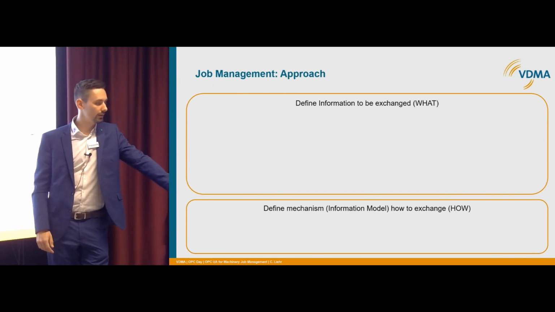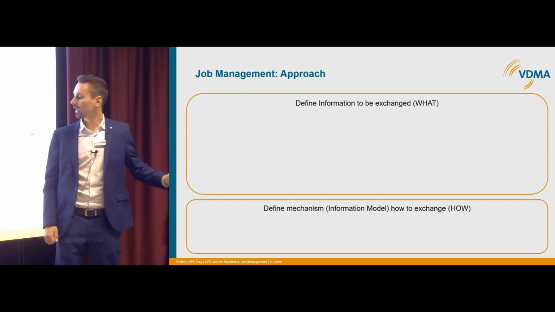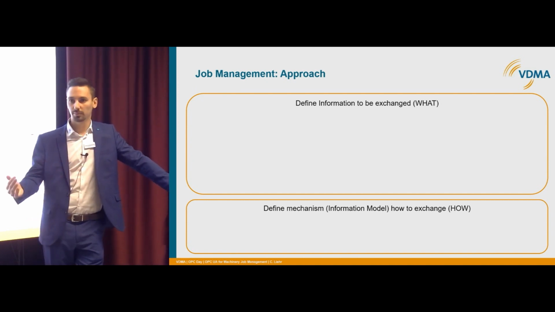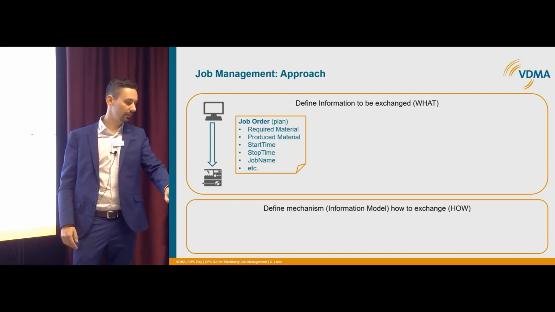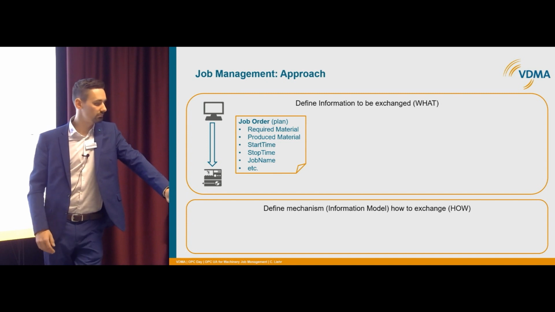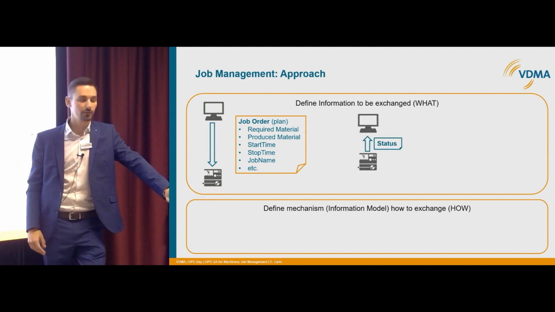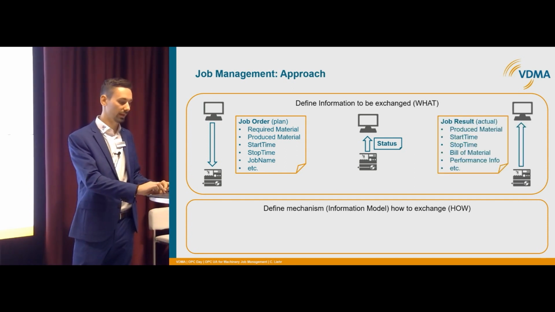Our approach at this point of solving this was to split the process in two pieces, so defining the what and the how. So defining which information should be exchanged between these two parties and how should this information be exchanged. Let me start with the what. So the information that we send from the upper-lying system to the machinery item are needed. Then the information about the job status are needed. And finally, the data that we get back from the machine to the upper-lying system.